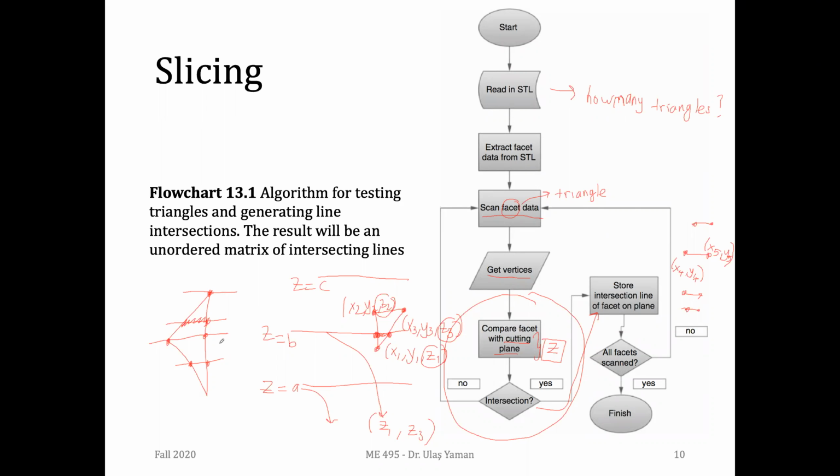So this is what we do in the first part of the slicing. For a given plane, we need to consider all these triangles and check whether there is an intersection or not. And after you see all these lines, then in the second step, we will be ordering all these line segments together properly so that we will have a continuous contour.